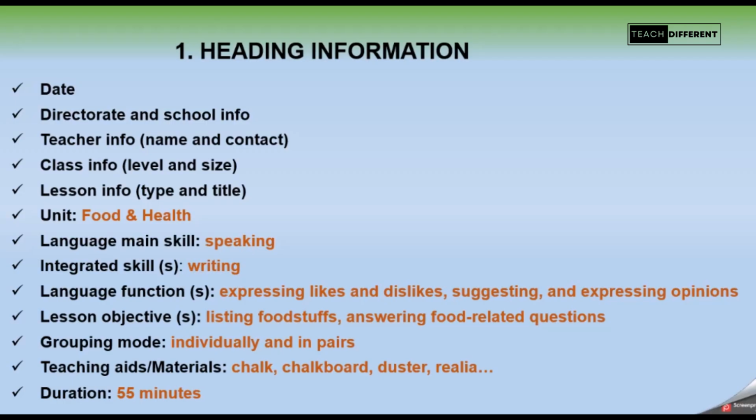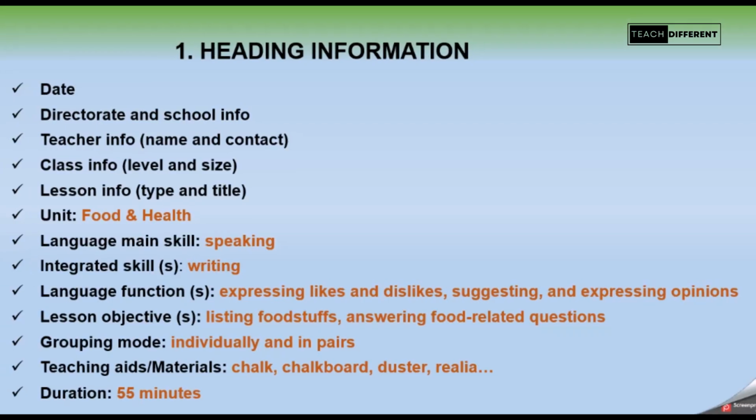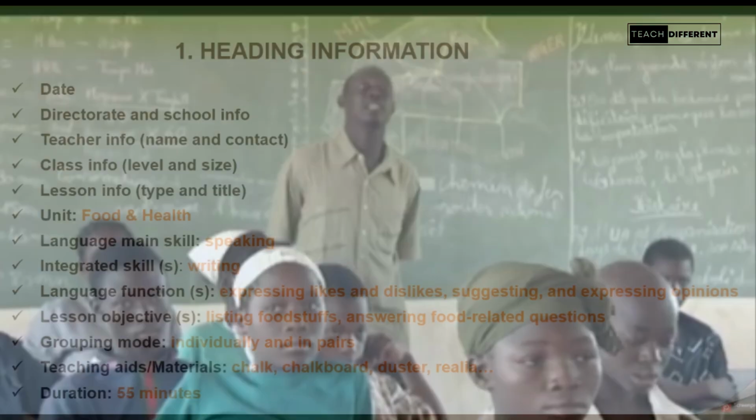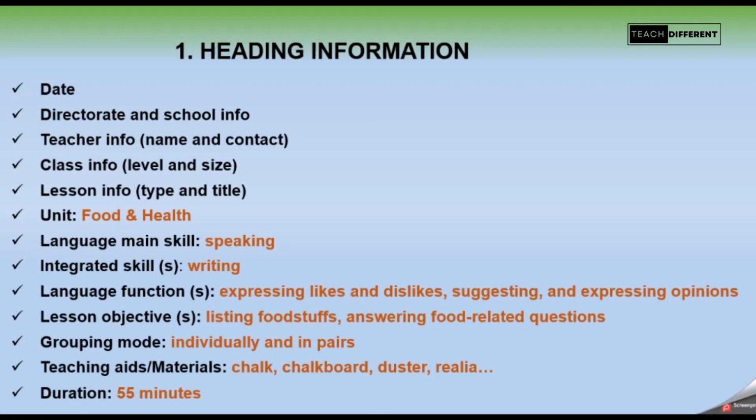1. The heading information. It includes the date, directorate and school info, teacher info, that is the name of the teacher and contact, class info, including the level and the size, lesson info, including the type and title, the unit. As I told you, the unit is food and health, language main skill is speaking, integrated skill is writing, the language functions: expressing likes and dislikes, making suggestions and expressing opinions. If it is too much for your students, you can drop one function.